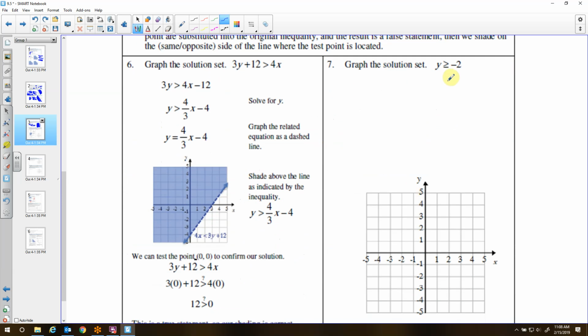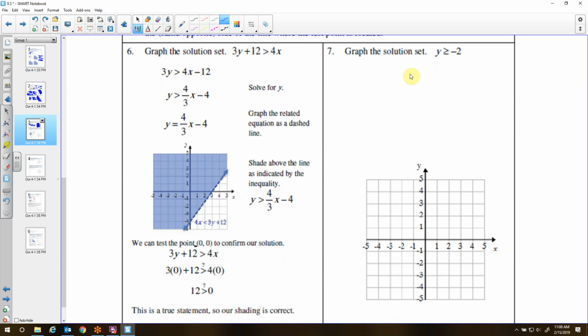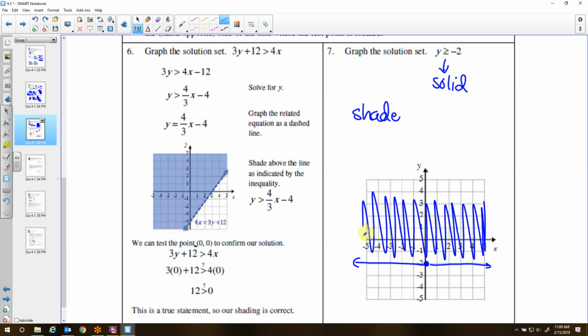Now we have one that's a y. So if you'll remember, y equals a number is going to be a horizontal line at that number. So y is greater than negative 2, so I'm going to mark negative 2. Greater than or equal to, so I'm going to have a solid line at that horizontal line. So that means it's a solid line. And then shade. Think about common sense superpower. Which numbers are greater than negative 2? Above this line or below? Well, they would have to be above because they are greater than negative 2.